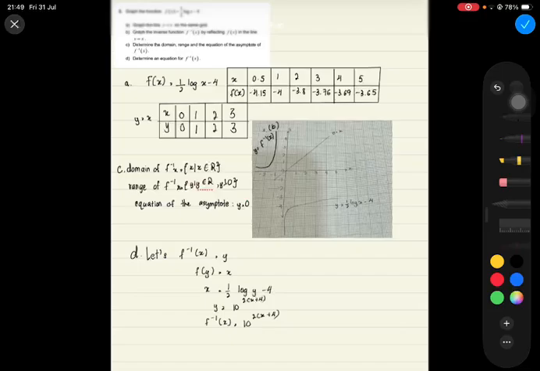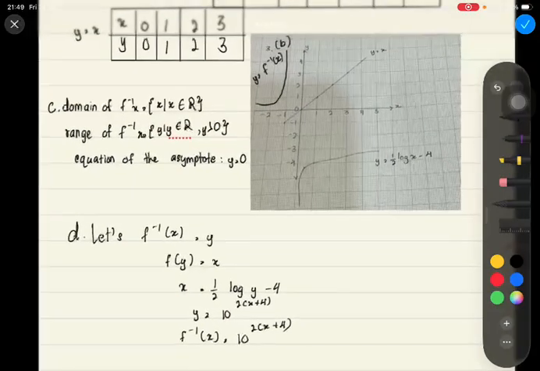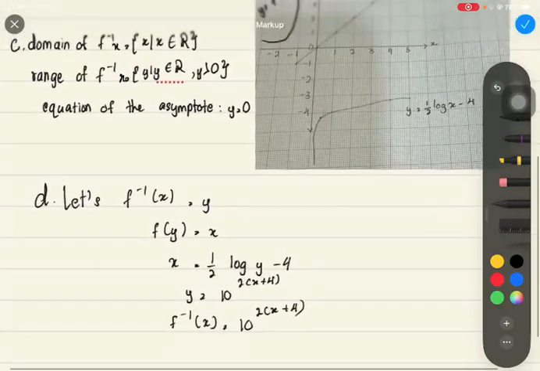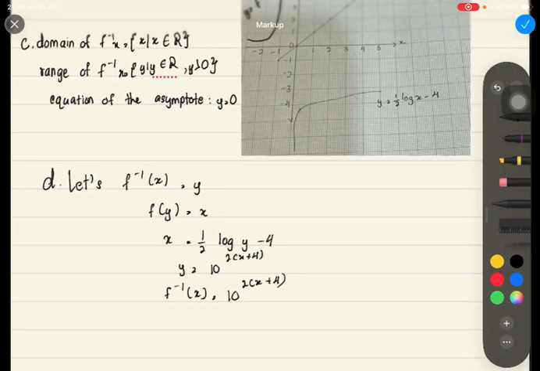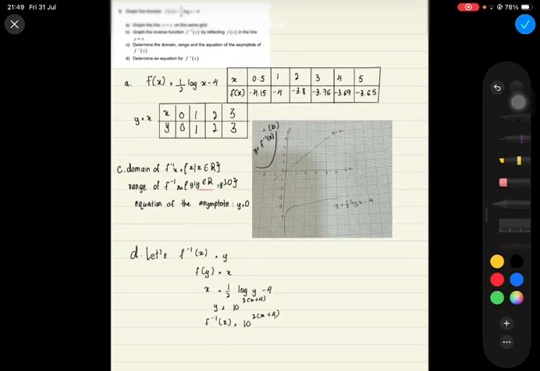For number D, we have to find f inverse of x. So let f inverse of x be equal to y. If f of y is equal to x, then x is equal to 1/2 log y minus 4. Then y equal to 10 power 2x plus 4 is wrong to carry forward, so: y equal to 10 power (2x plus 8). F inverse of x is equal to 10 power 2x plus 4. Thank you guys. Bye bye.